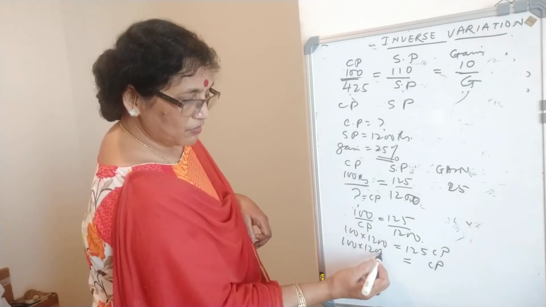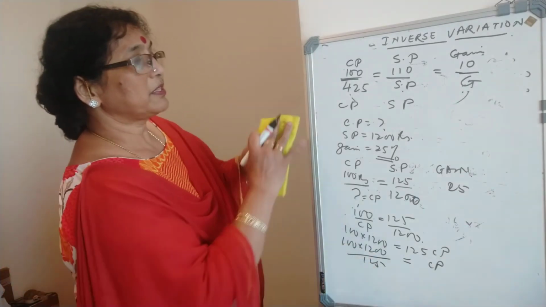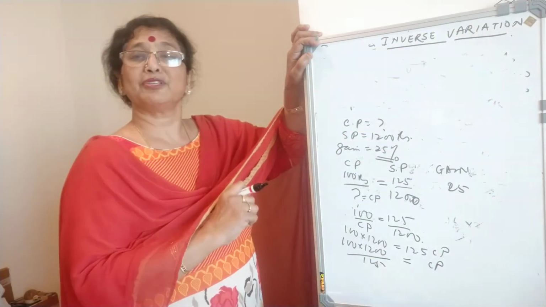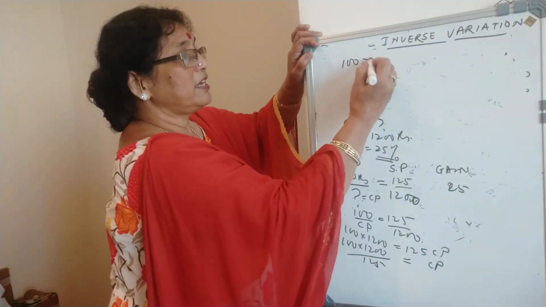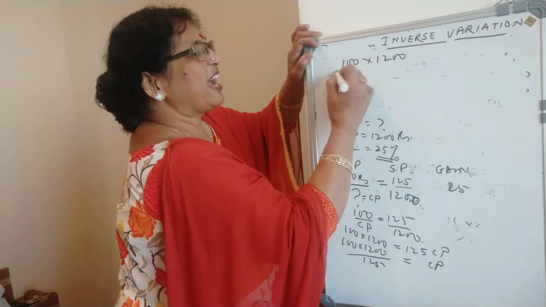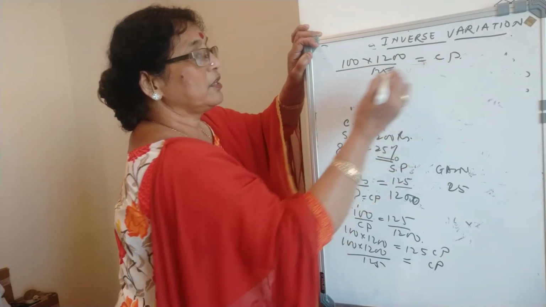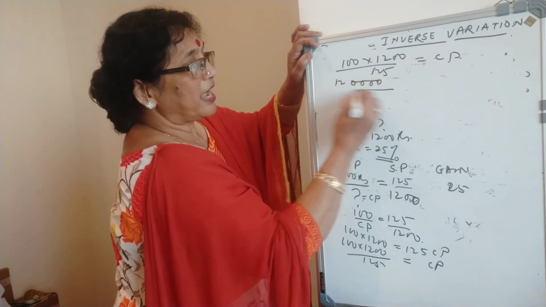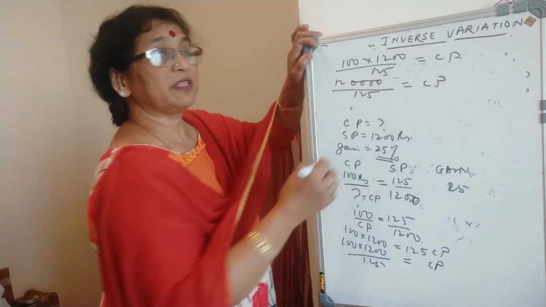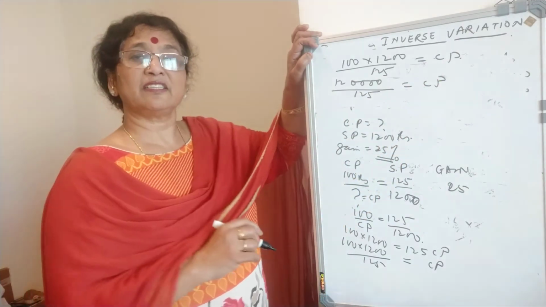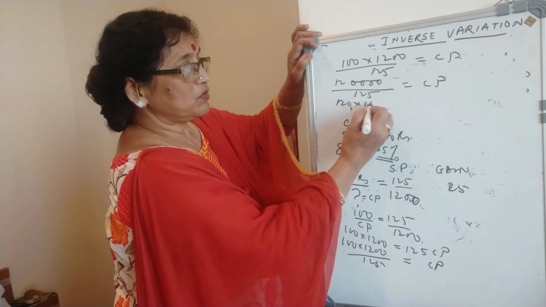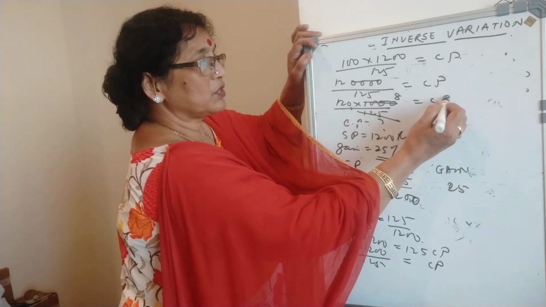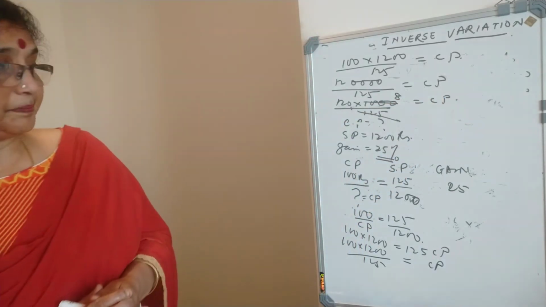Now see, I taught you the mathematics short method. Here also the short method comes in use. As we are doing calculation, children, the short method comes in use. For example, here, 100 into 1200 divided by 125 is CP. You have 12 and 4 zeros here, and 125. What is the short method? 125 times 8 is 1000. So 120 into 1000, divided by 125, this goes 8 times. So the answer is 960.